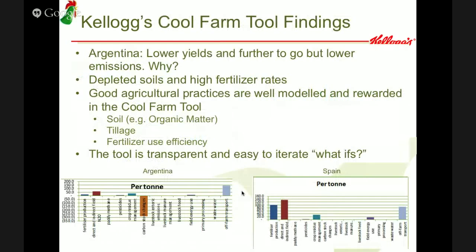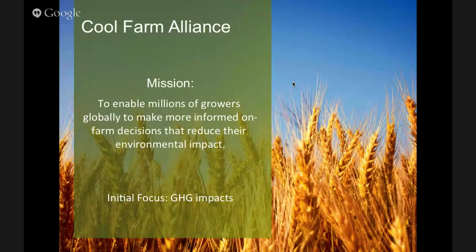They wondered, Argentina has lower yields and it has further to go, but the emissions are lower, and why is that? The Cool Farm Tool really shows that depleted soils and high fertilizer rates don't work in your favor, and that good agricultural practices are well modeled. So good soil organic matter, tillage, and fertilizer efficiency. And they really like the what-if scenarios.